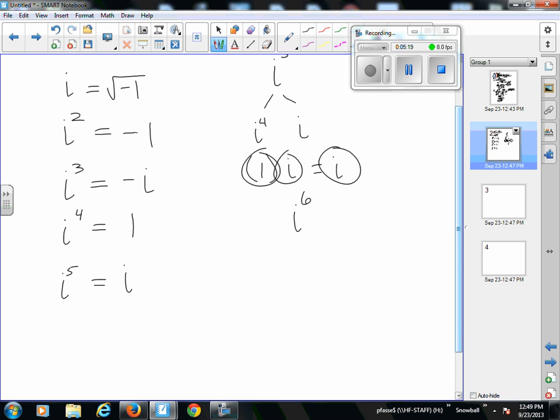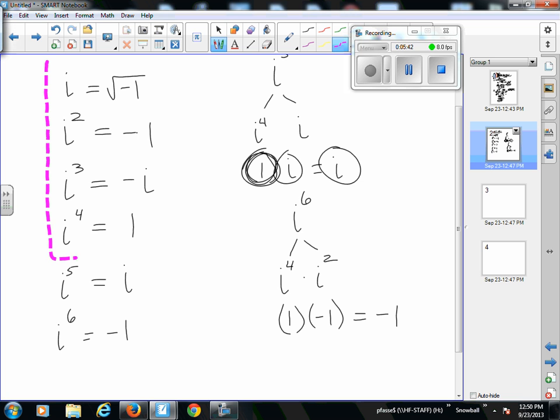Let's try i to the sixth. Note, when we used i to the fourth, that worked really nicely; it turned into 1. Let's do the same here: i to the fourth times i squared. I to the fourth equals 1, and i squared equals negative 1 using our table. 1 times negative 1 is negative 1, so i to the sixth equals negative 1. Hopefully we're seeing a pattern here.